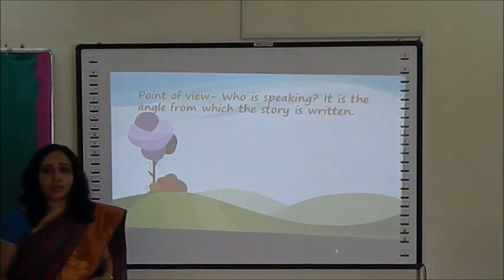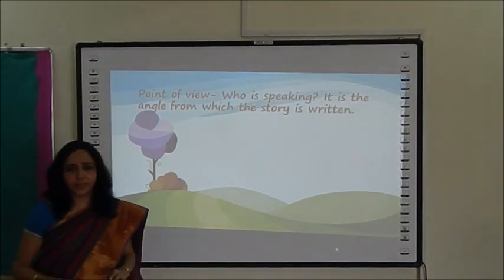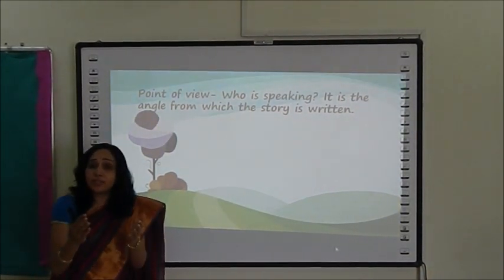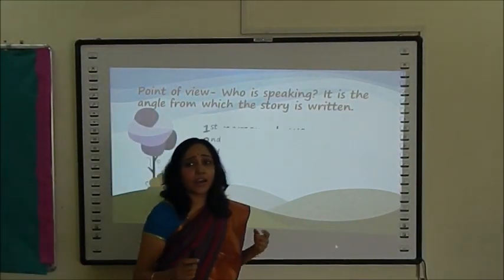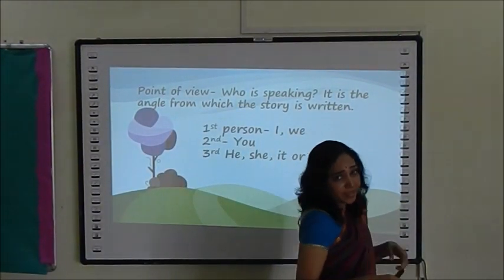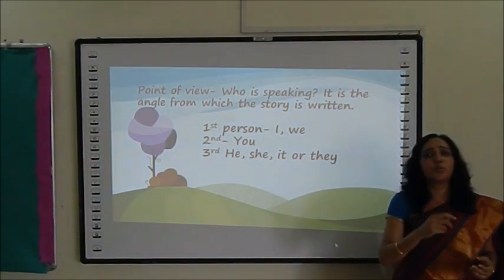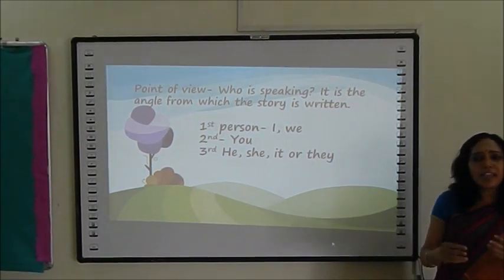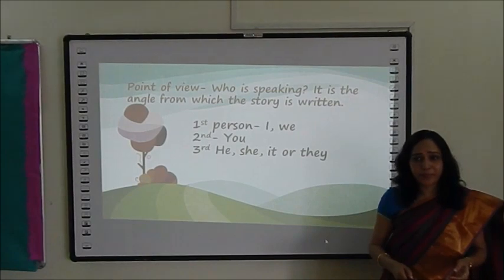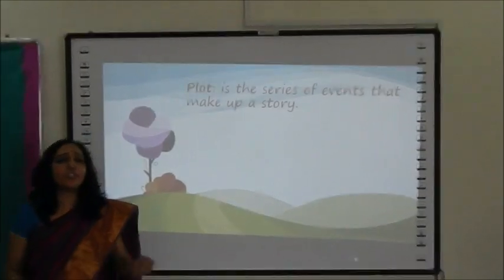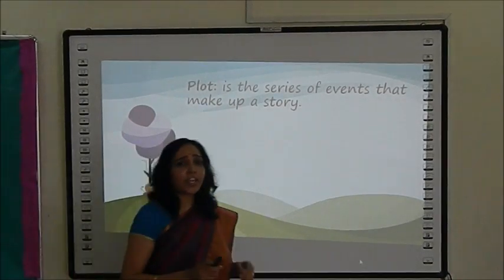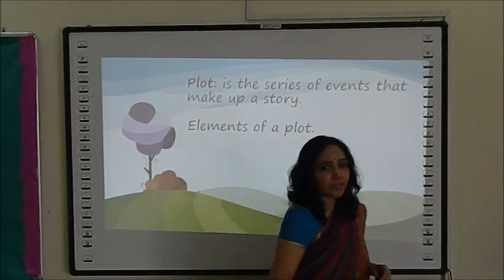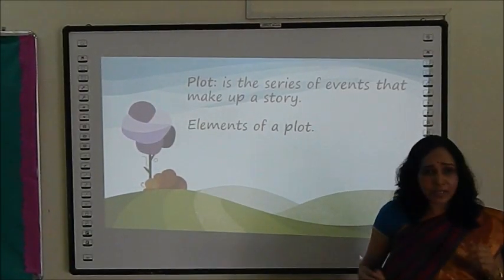Point of view. Who is speaking? It is the angle from which the story is written, like the first person, I, we, us. The second person, you. Third person, he, she, it, they. Plot is the series of events that make up a story. It usually involves a conflict. We shall discuss the elements of the plot.